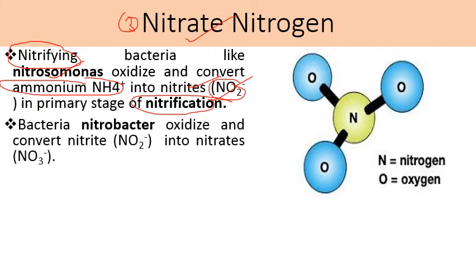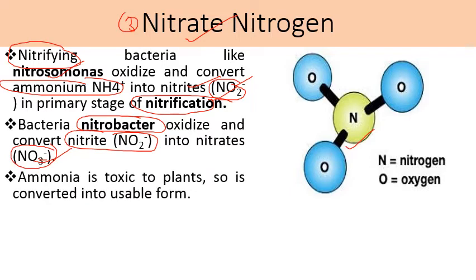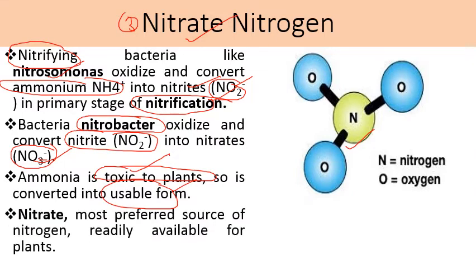Then the second bacteria, that is Nitrobacter, oxidizes and converts the nitrite, that is NO2 negative, into nitrates, and this is the form which is readily available for the plants. Ammonia is toxic to the plants, so plants do not absorb ammonia, so it is converted into a usable form, a form which is not toxic and which plants can use. And nitrate is the most preferred source of nitrogen and is readily available for the plants in soil.